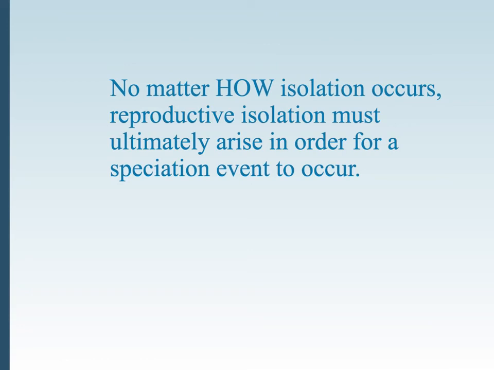No matter how the isolation occurs, though, reproductive isolation has to ultimately arise. So this isn't a learning objective, but it's a big deal. No matter what, just having a geographic barrier or just using different resources isn't speciation. Speciation is when those two groups stop experiencing gene flow. Then over time, mutations accumulate in each of those groups that ultimately impact the ability for the two to go back and reproduce together. That reproductive isolation is what's actually leading to the speciation event.